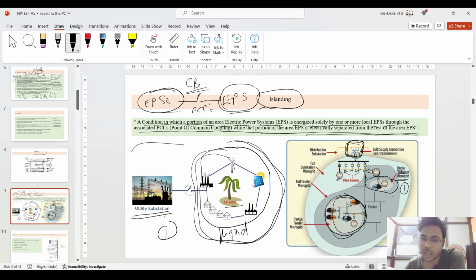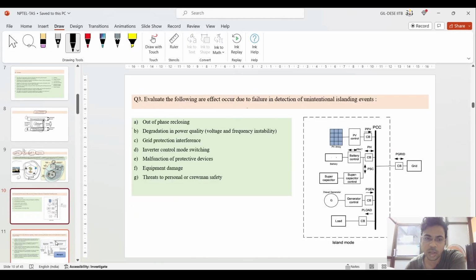A single customer microgrid generates electricity at the customer's location and utilizes it. In the partial feeder microgrid, they have generating capacity and can exchange power within itself and also transfer power to the grid. Okay, so these are the main types.